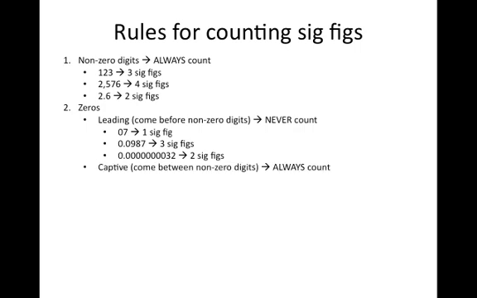The second class of zeros are called captive zeros. These are zeros that come between non-zero digits, and they always count towards the number of sig figs. The 0 in this number is caught between 2 2's. Therefore, it always counts because it's a captive 0, and this number has 3 sig figs. The 2 zeros here are trapped between 1 and 9. Therefore, they are captive zeros, and this number contains 4 sig figs.